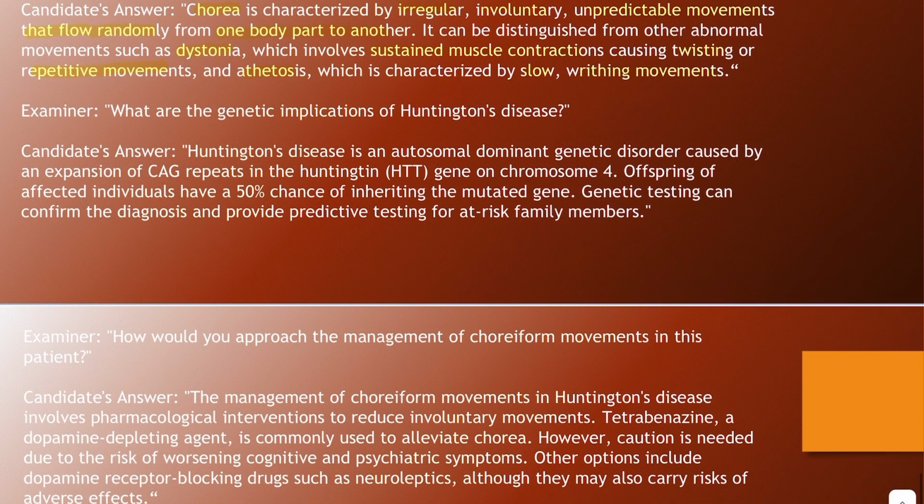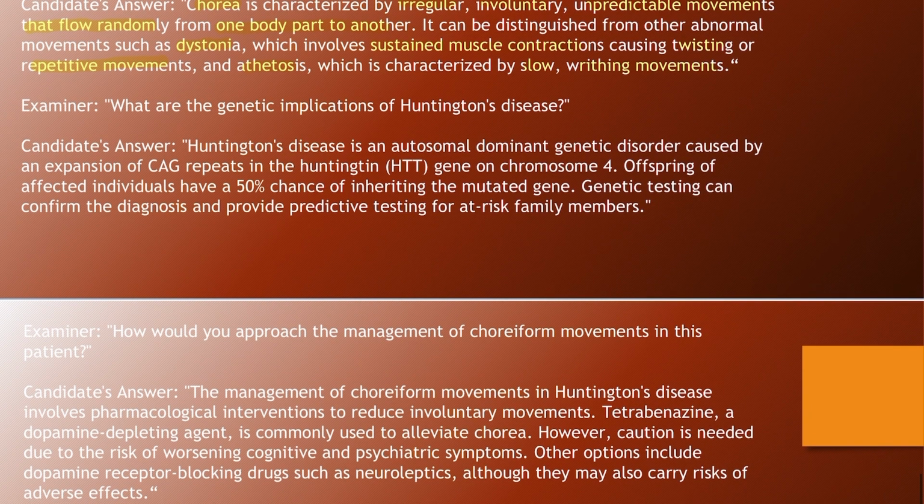The examiner may ask, what are the genetic implications of Huntington disease? We already discussed it, but let us repeat it. It is an autosomal dominant genetic disorder, with an expansion of CAG repeats in the Huntington gene on chromosome 4. Offspring of affected individuals have a 50% chance of inheriting the mutated gene, and genetic testing can confirm the diagnosis and provide predictive testing for at-risk family members.